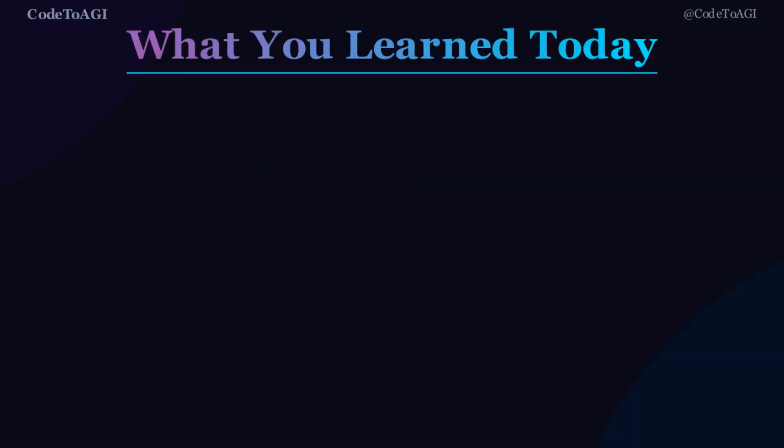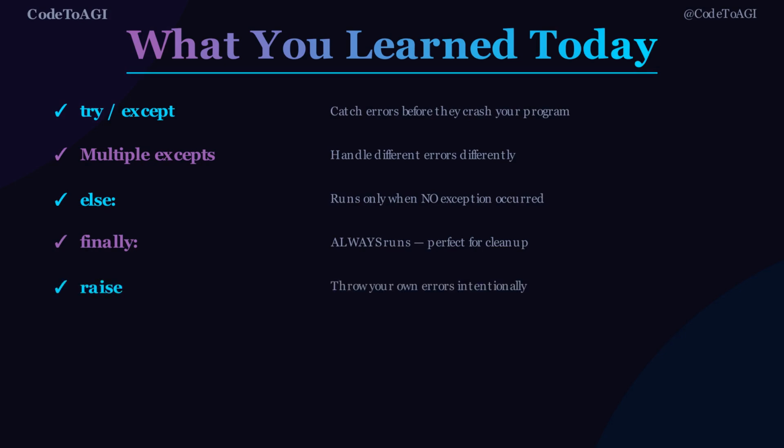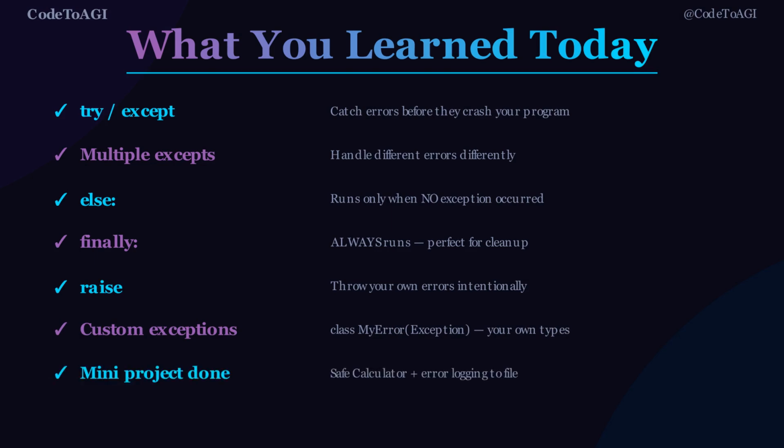Let us recap what you learned today. Try-except. Catch errors before they crash your program. Multiple except blocks handle different errors differently. Else runs only when no exception occurred. Finally always runs, perfect for cleanup. Raise. Throw your own errors to enforce rules. Custom exceptions. Your own error types for your application. In your mini project, a safe calculator with error logging to file.